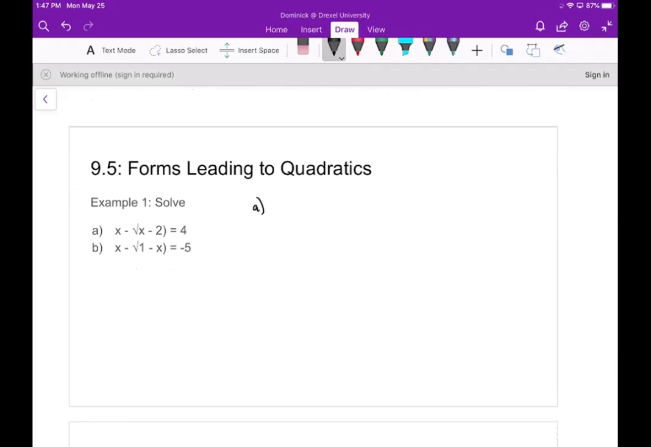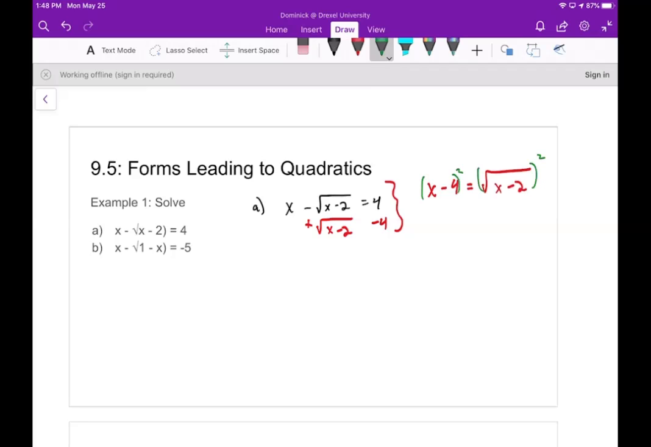So in part A, we have x minus square root of x minus 2 is equal to 4. Right? So if I want to get the radical by itself, I could add square root of x minus 2 and subtract 4 from both sides, and that would give me that x minus 4 is equal to radical x minus 2. Well, now we can square both sides. Right? If we square both sides, then on the left, I'm going to get an x squared minus an 8x plus 16, right? That's a perfect square, so we can just use that formula. And then square root of x minus 2 squared will just give me an x minus 2.